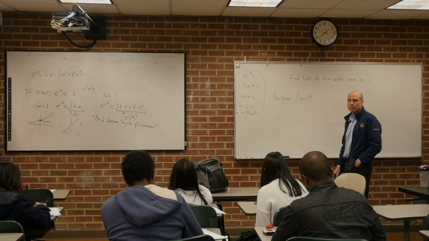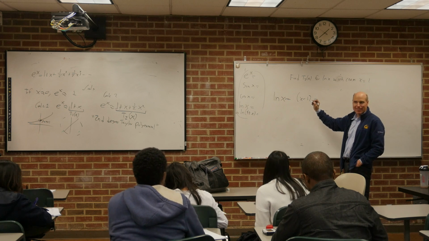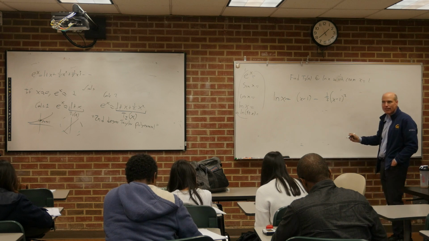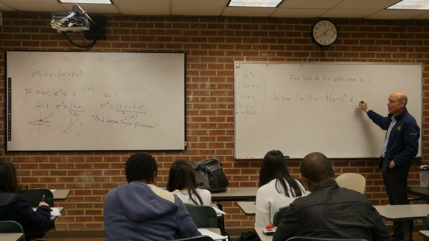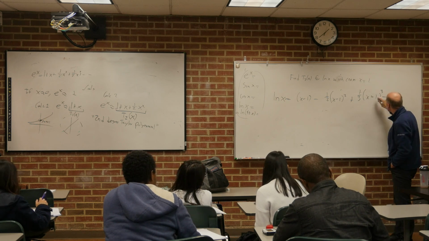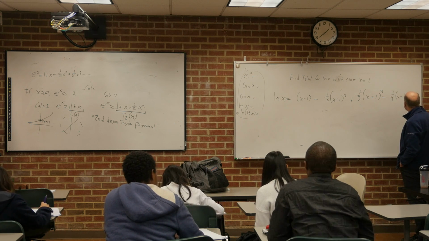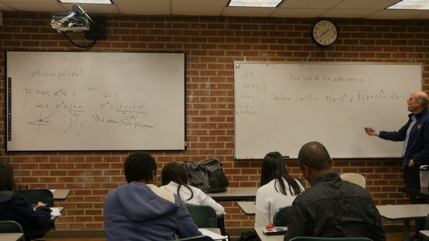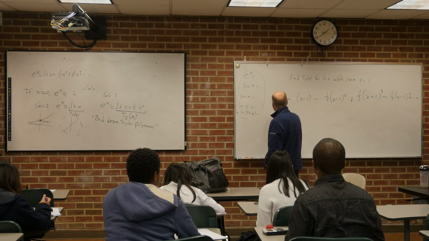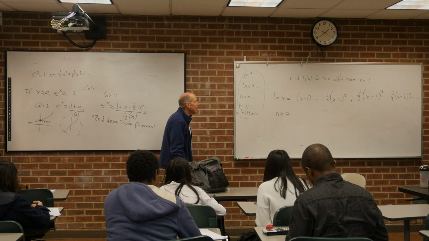X minus 1, minus another 1/2 (x minus 1) squared, plus, minus. So the idea is log x is these infinitely many terms put together. And then if I want to get an approximation, I'll just take finitely many terms.